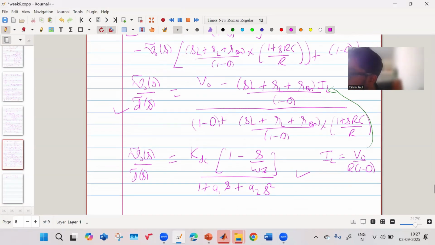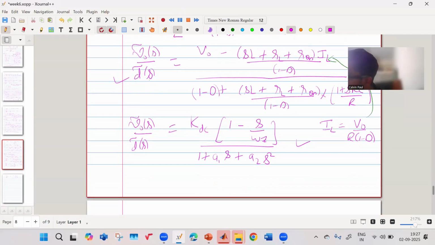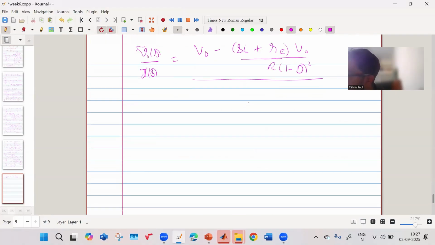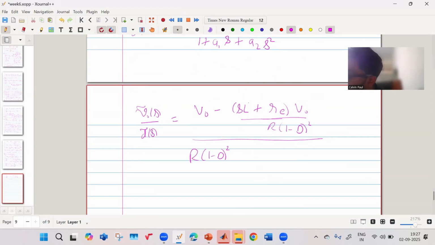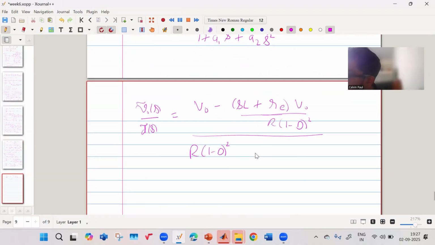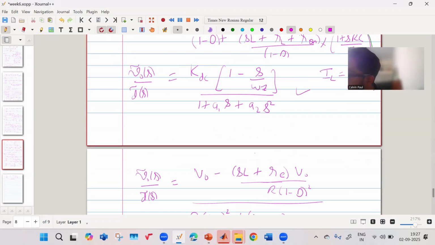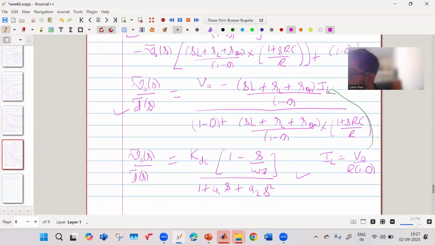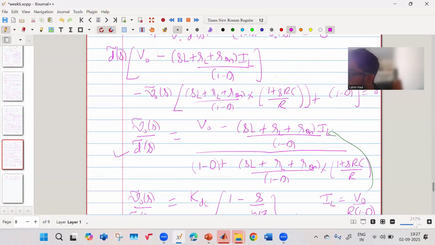Here, I will expand this. How will I expand it? No, let me first simplify it. So this R into 1 minus D, I take it over here. So it becomes R into 1 minus D square plus SL plus RE into 1 plus SRC upon R into 1 minus D. Okay, R into 1 minus D.